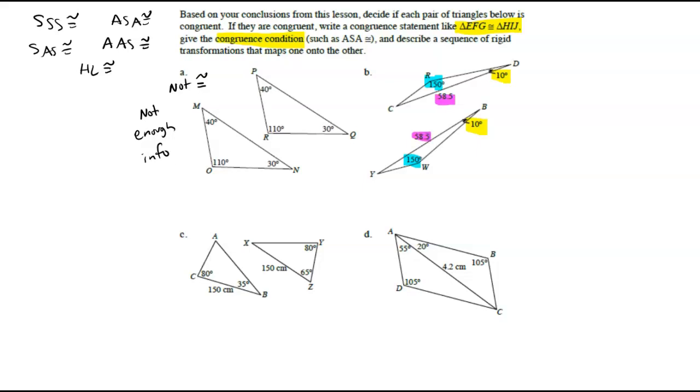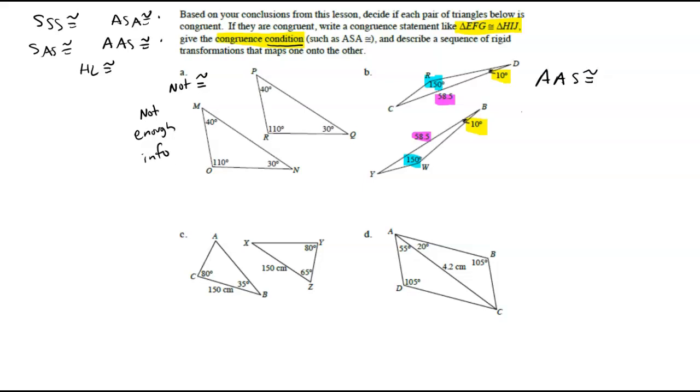So notice that, again, two angles, and so I'm looking at one of these, and my side is outside of my two angles, so it's not in between my 150 and 10. So that must mean that this is AAS, right? So again, this is your condition. And so a congruent statement.